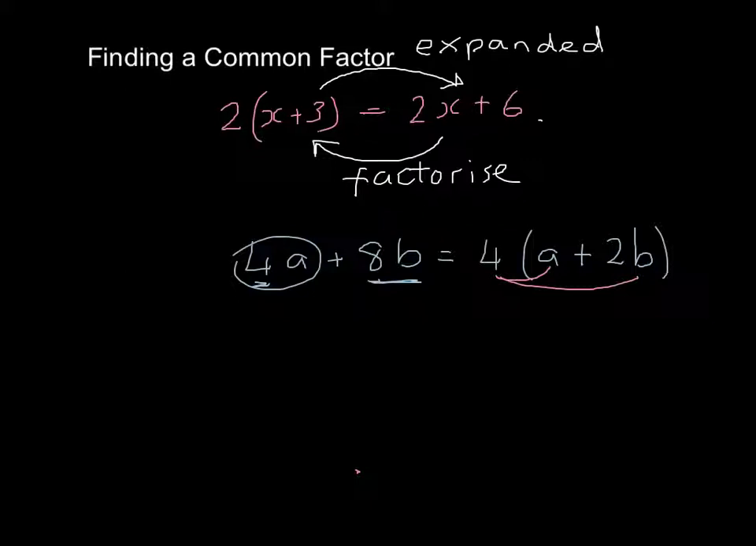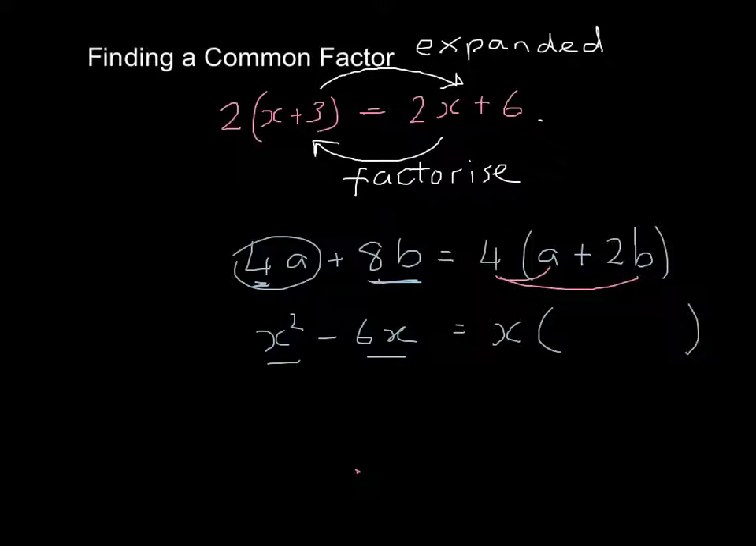Let's do another one. If I have x squared minus 6x, well, there's not a number that can go outside the brackets. I just have a 1 and a negative 6. But I see x is in both of these two terms here. So let me put x out the front of a bracket.